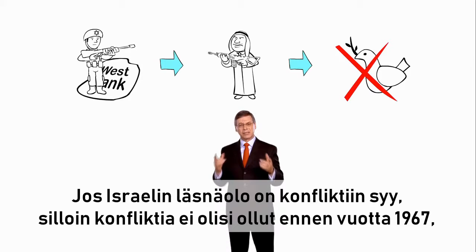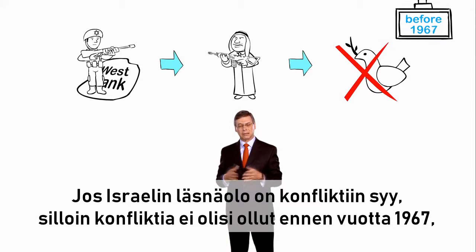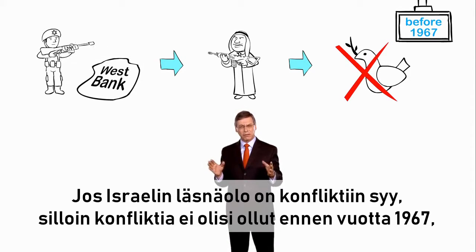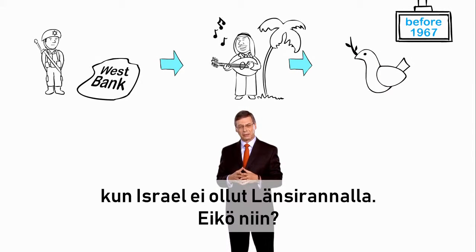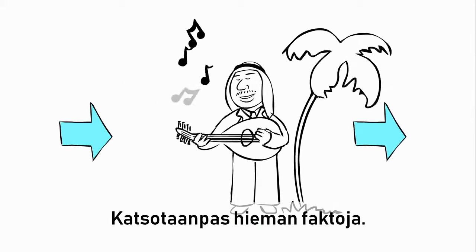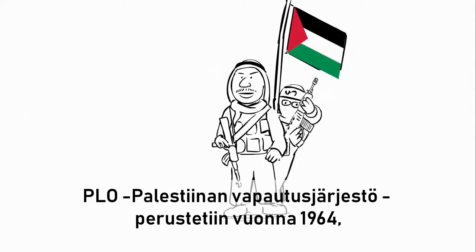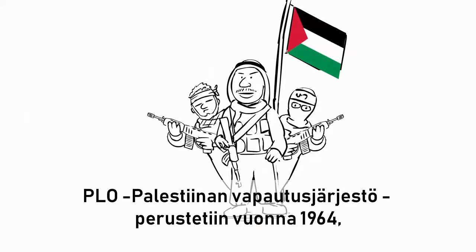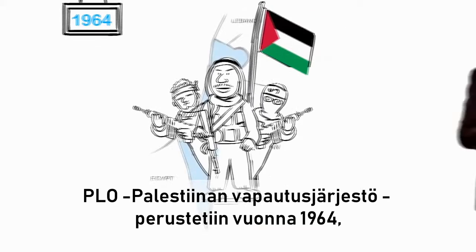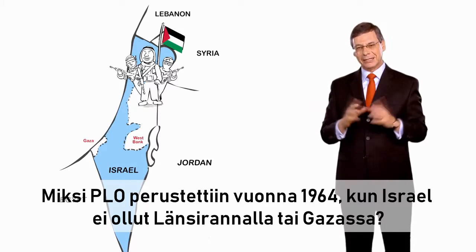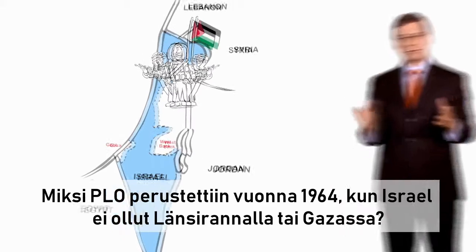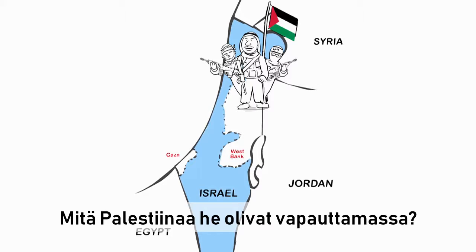If Israel's presence is the cause of the conflict, then it follows that there was no conflict before 1967, when Israel was not in the West Bank, right? Let's look at the facts. The PLO, the Palestinian Liberation Organization, was created in 1964, when the entire West Bank and Gaza was in Arab hands. Why create the PLO in 1964, when Israel has no presence in the West Bank and Gaza? What Palestine were they liberating?